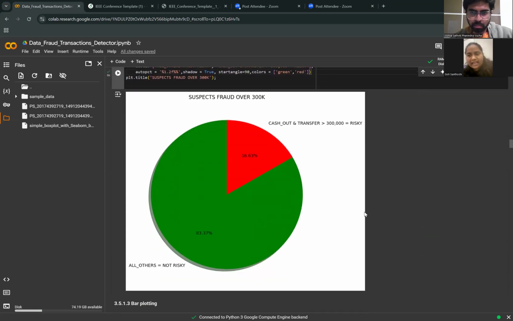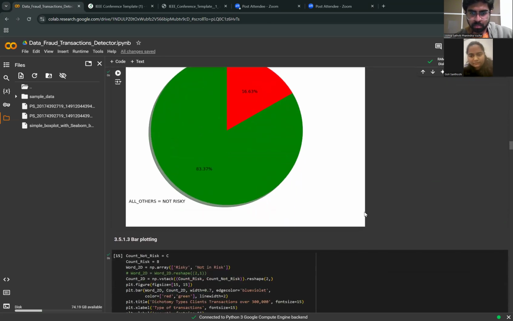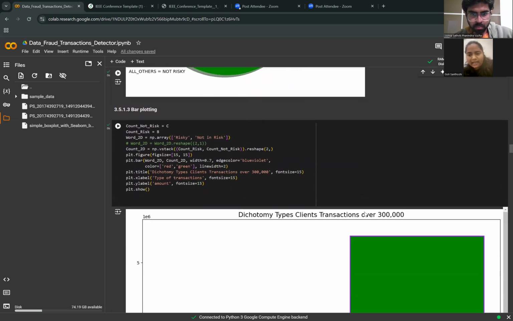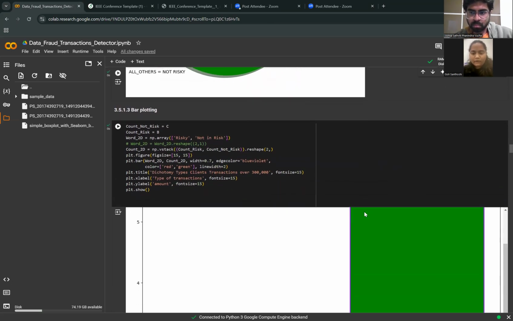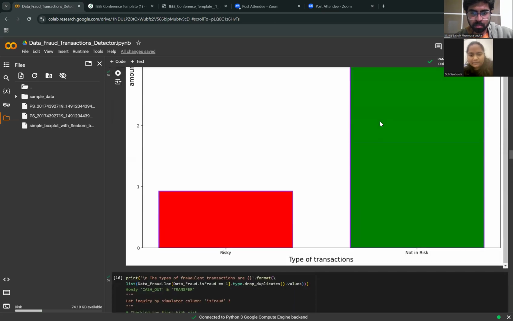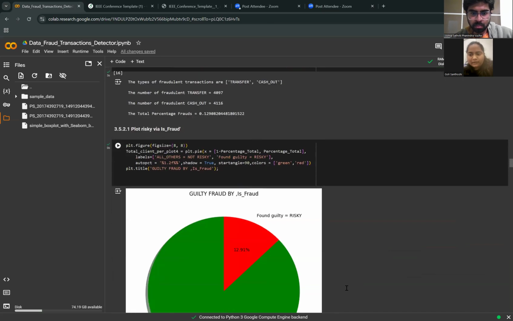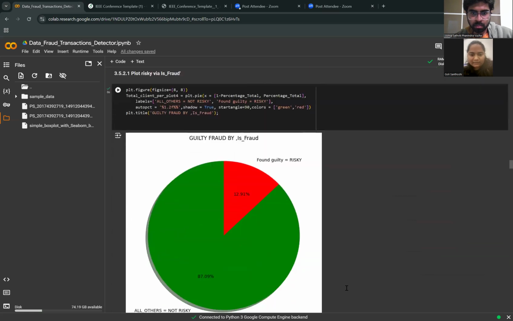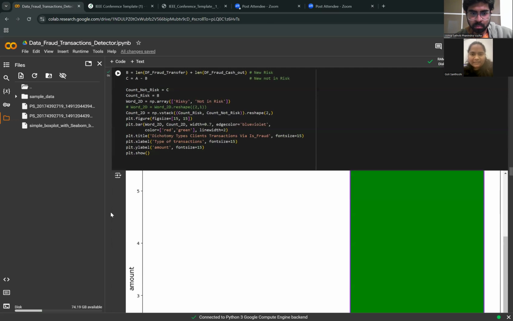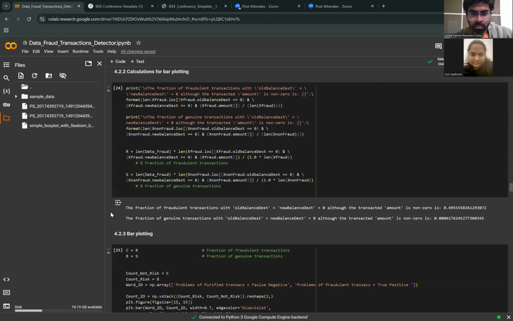Only transfer and cash out are marked as frauds, and here are the statistics for the percentage of fraud transactions compared to the total, and the distribution of fraud versus genuine transactions. The risk ratio by amount and the distribution of fraud and non-fraud transactions are shown in the pie chart and bar graph. From here, my teammate Satvik is going to continue.